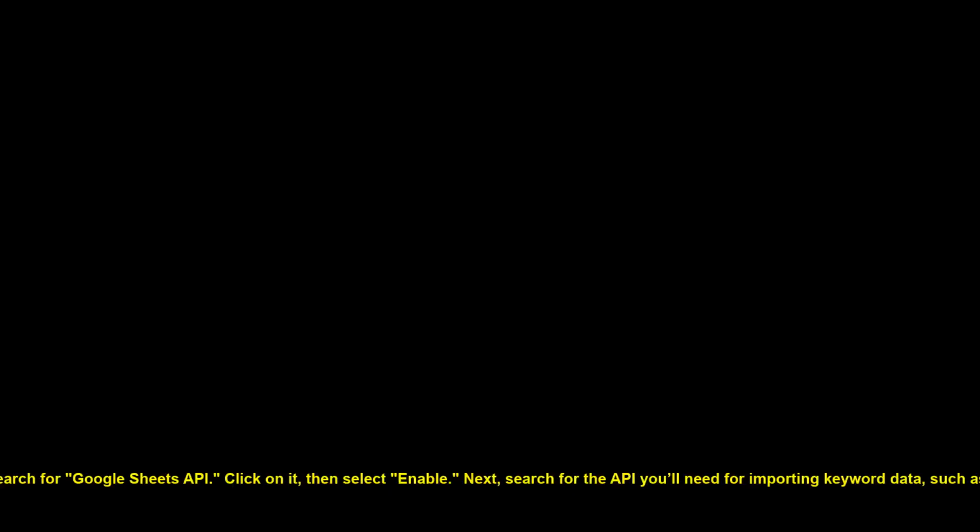Once your project is created, go to the APIs and Services dashboard. Click on plus Enable APIs and Services. In the API library, search for Google Sheets API. Click on the necessary API and then click Enable.